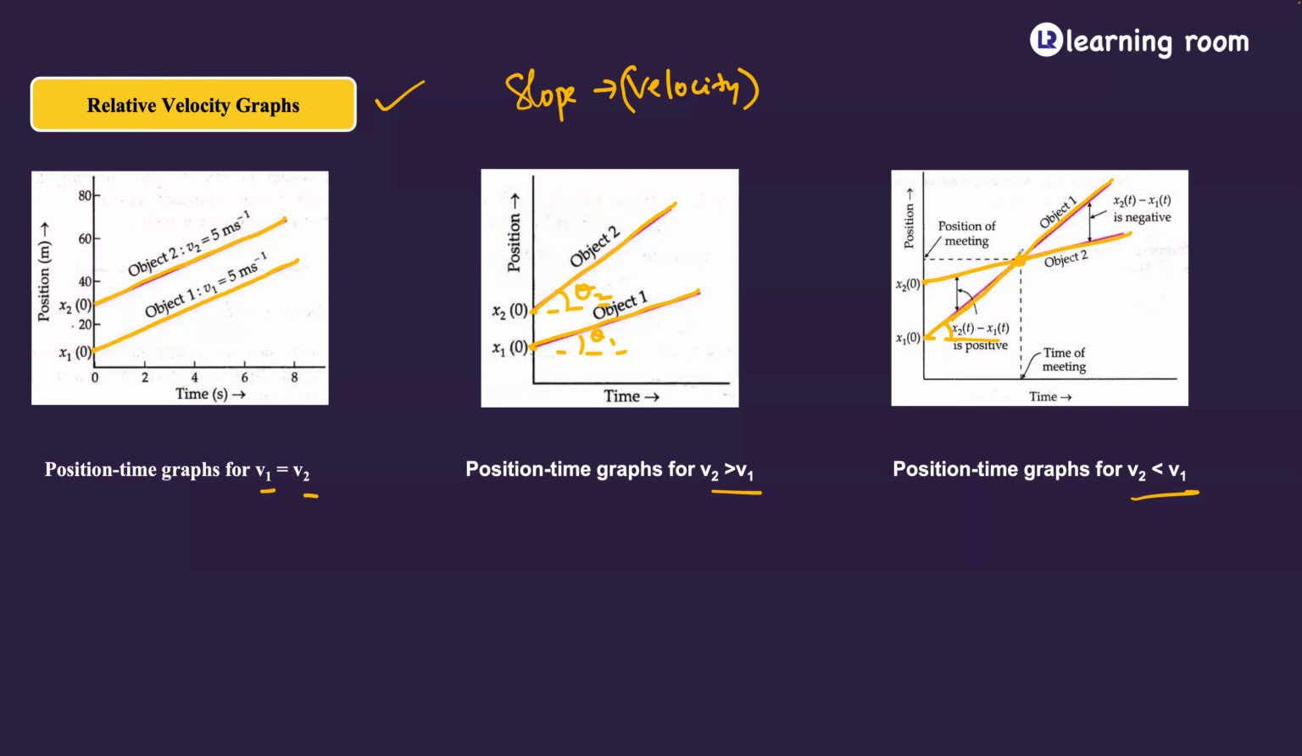So theoretically, we are done with this chapter. Sir, I don't understand the one where V2 is lesser than V1. The third one? Yes, sir. See, there are no.